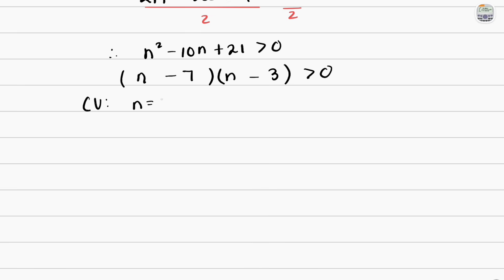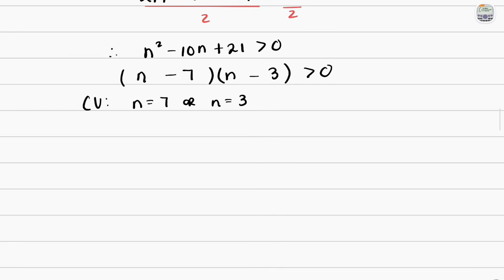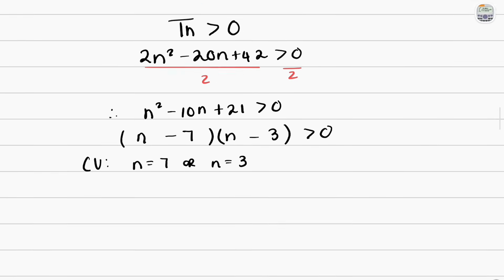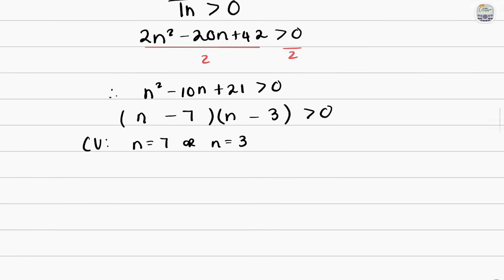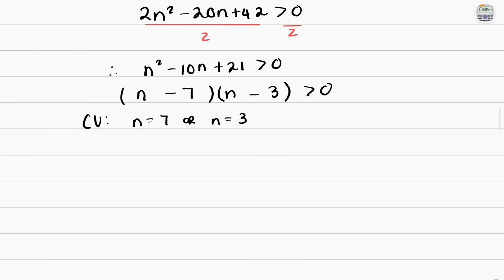That is n equals 7 and n equals 3. Remember, it's just the same as equating it to 0. And now, if this is your graph, n squared minus 10n plus 21, you don't have to look at it from this point. You can just look at it from the point where you factorize and you have one hand side equal to 0.